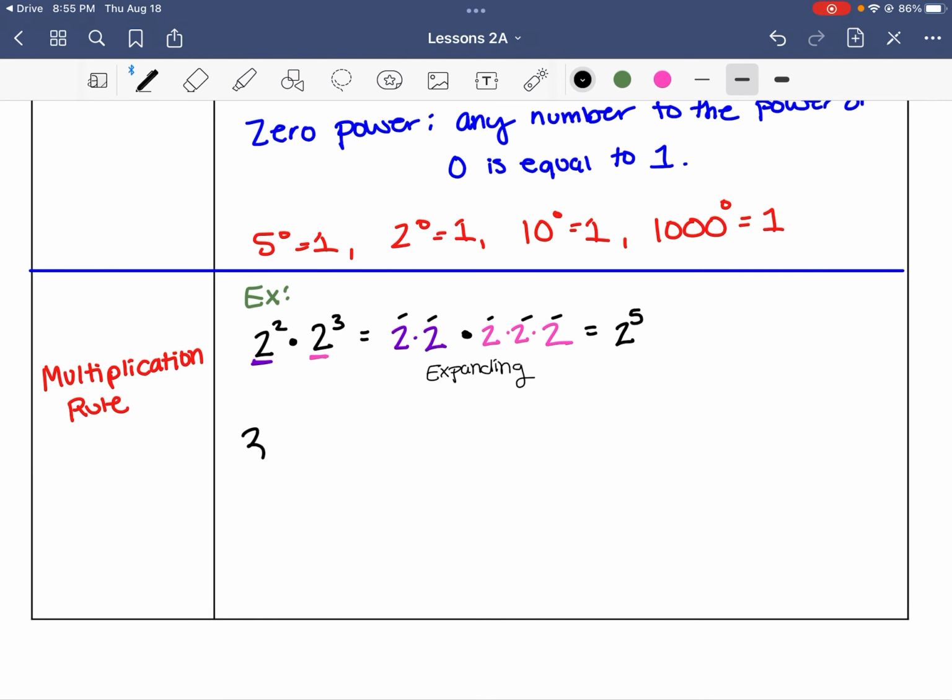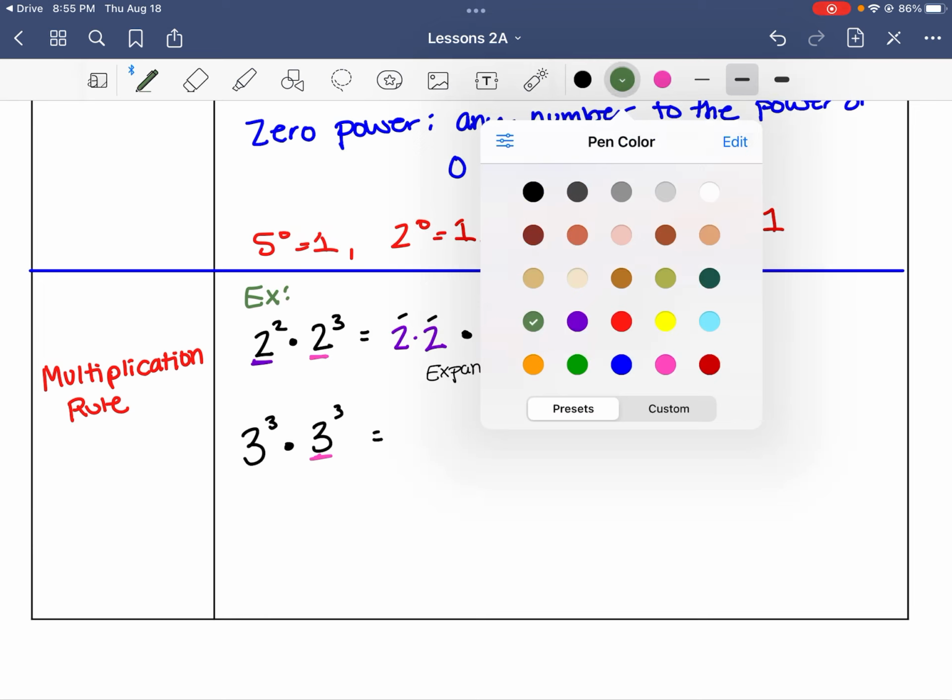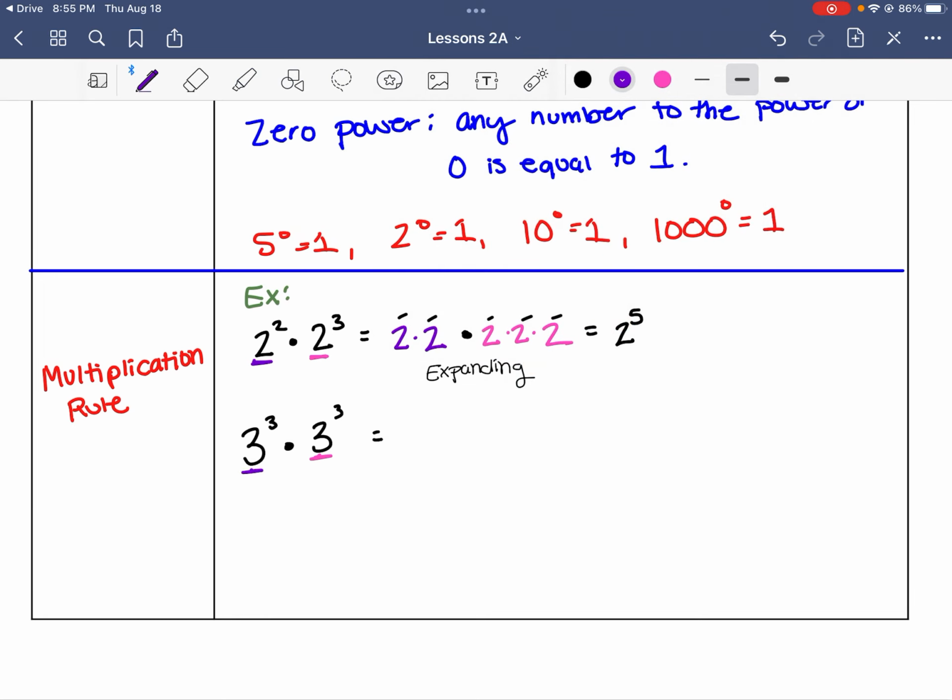What if I had 3 to the 3rd times 3 to the 3rd? So again, you can color code this. So let's say this is my pink, and this is my purple. Well, then for my purple, 3 to the 3rd is 3 times 3 times 3. And for my pink, it is also 3 times 3 times 3. And since these are all the same base number, the 3's are all the same, I can squash this again so that I have 3 multiplying by itself 1, 2, 3, 4, 5, 6 times.